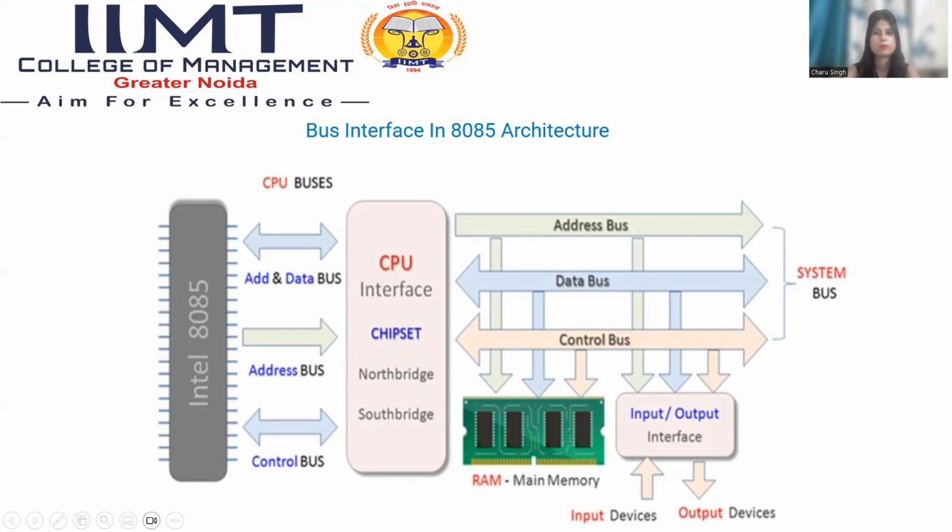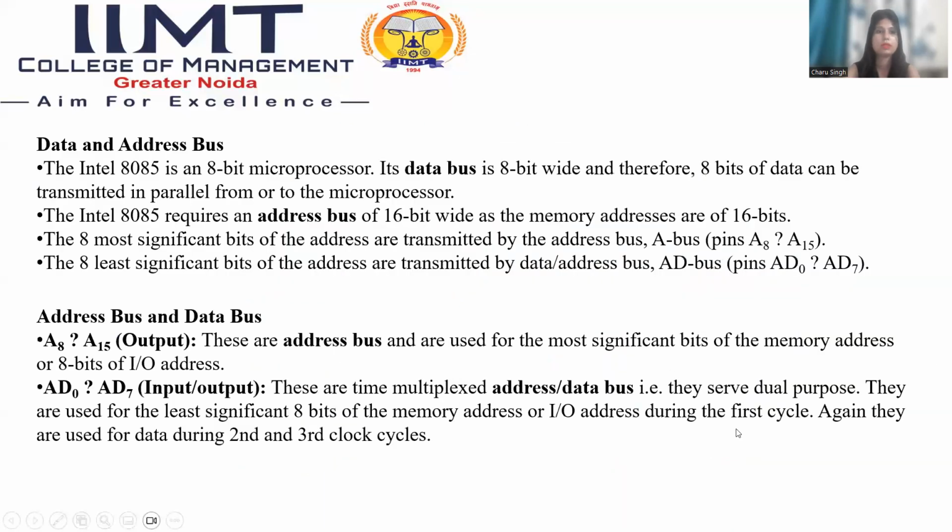Let's talk about the bus interface of the 8085. As you see in the diagram, we have the address bus, the control bus, and the data bus. These buses combine and are used to pass the address and the data to the CPU. Next, let's talk about the data and address bus.